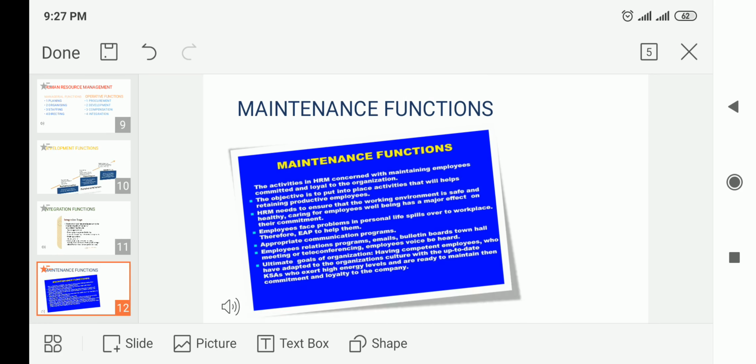Now the maintenance function, as you see, maintenance function. Could you see the slide? How many of you cannot see the slide? Yeah, you can read the words maintenance function, but you can't read what is written inside it, right?